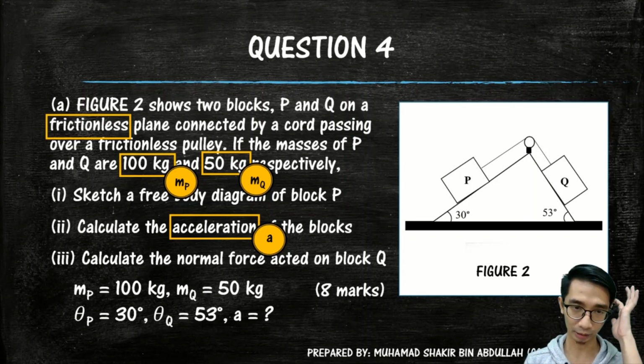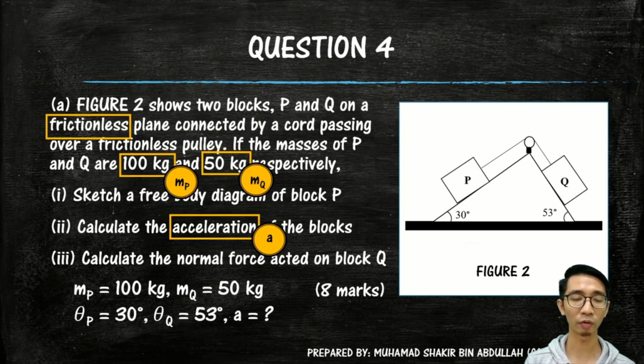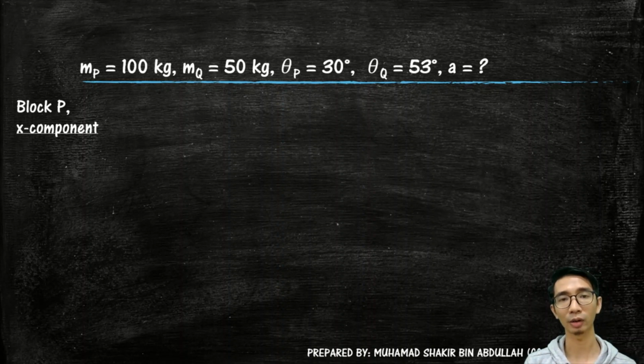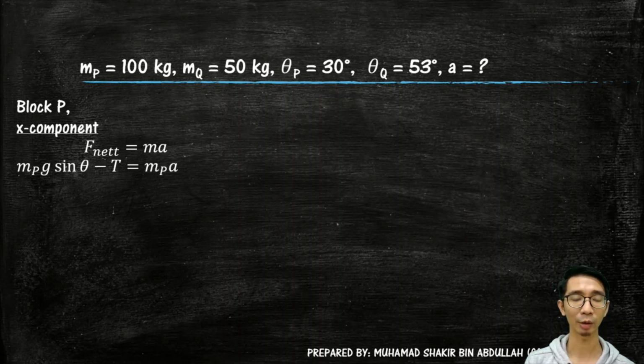Now take out all the information. MP 100 kilogram, MQ 50 kilogram, theta P 30 degree, theta Q 53 degree. Okay, a is the thing that we want to calculate. So we start with block P first. Okay, X component. Why am I choosing X component? Our X component is on the plane, the horizontal plane. So F net equals ma since we're moving. Okay, start with block P.